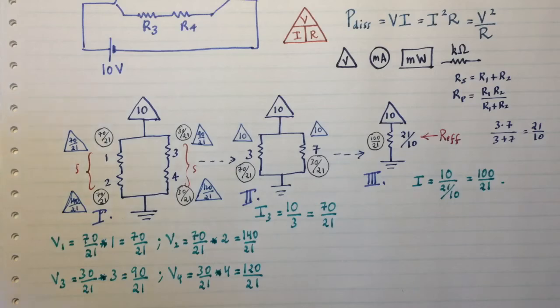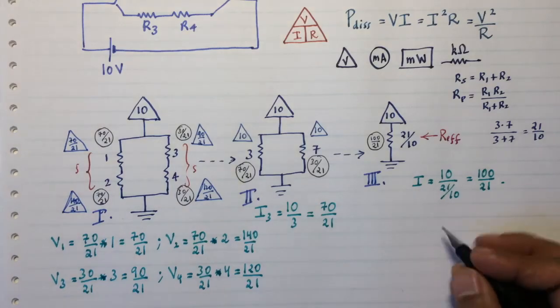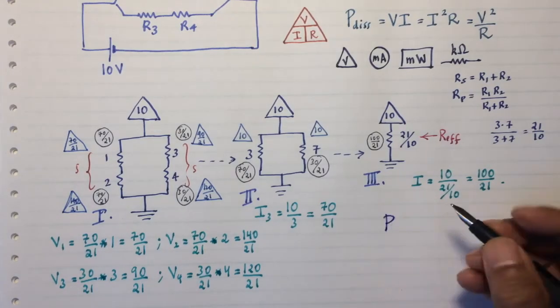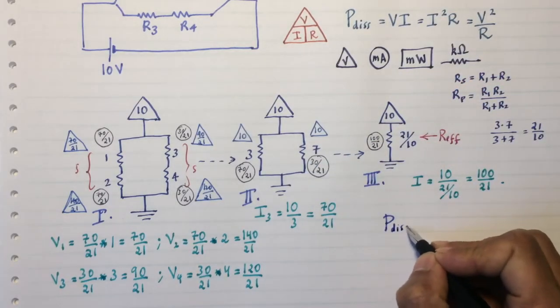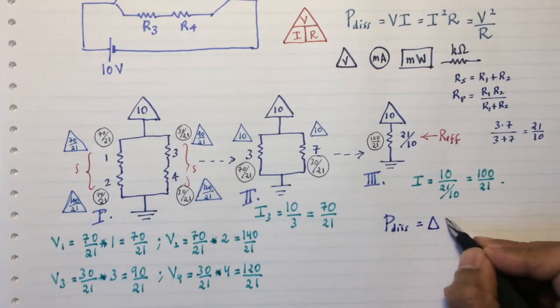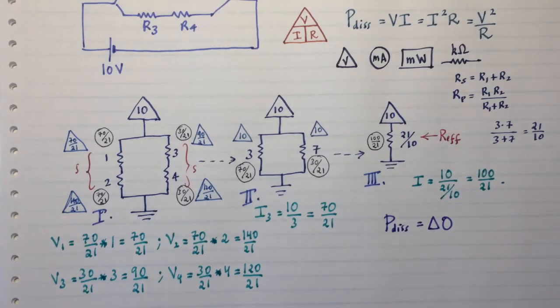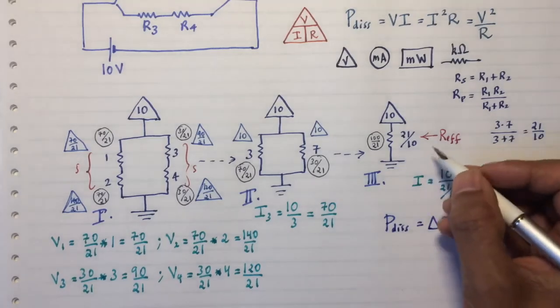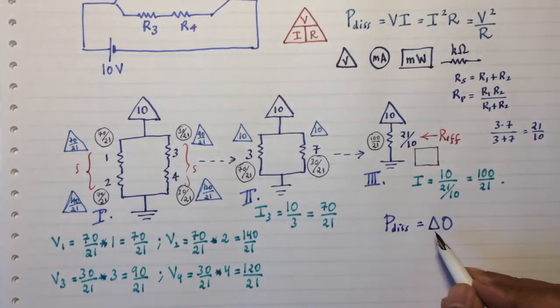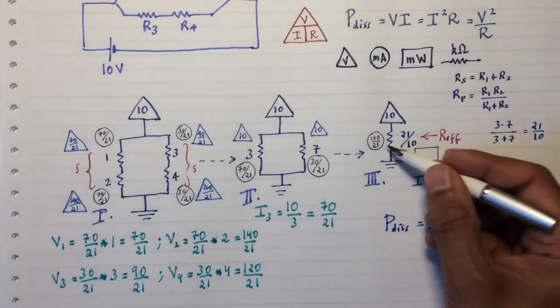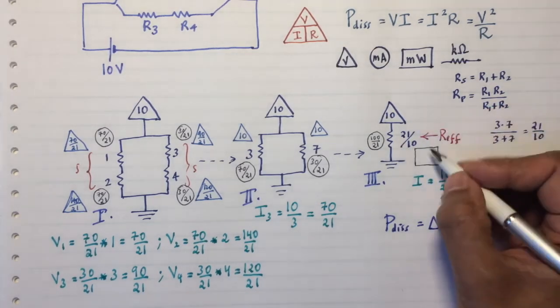For power dissipated, I'm going to use the formula P_dis equals V times I. Well, in our diagrammatic language, that amounts to triangle times circle. So wherever you see a triangle and wherever you see a circle, just grab them and multiply them together. Unfortunately, everything is in fractional form, so I can expect some minor headaches here. That shouldn't be too bothersome, I think. Let's see. Let's find out. So circle here is 10 over 21, triangle is 10. So I'm going to get 100 over 21.